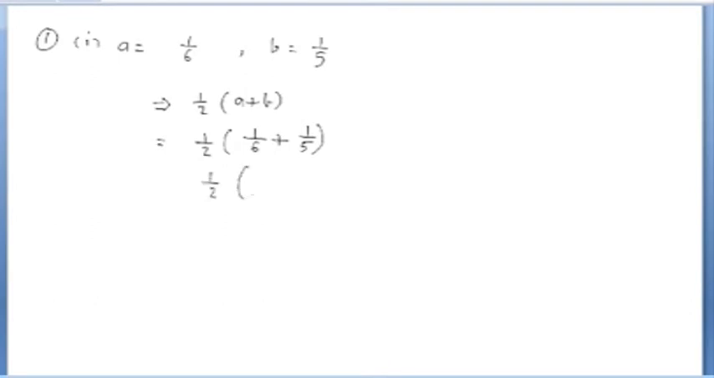1 by 2, LCM will be 30, so 5 plus 6, and we'll get 1 by 2 times 11 by 30. Then open this, this will become 11 upon 60. This will be our rational number.